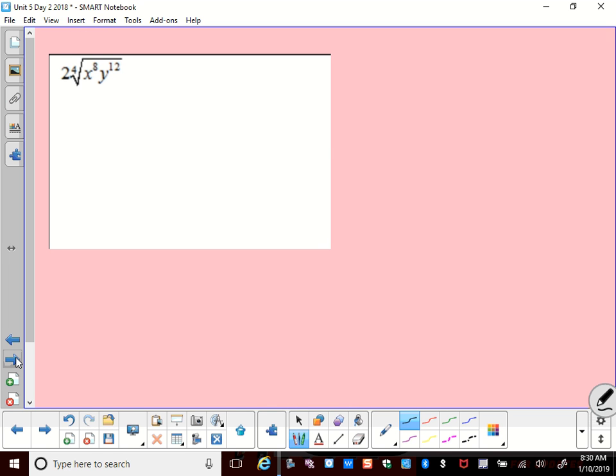Number 2. This says 2 times the 4th root of x to the 8th and y to the 12th. Okay? Right, so what's my index? My index is 4. That's my magic number. What I do first is I want to rewrite my index and my radical. I'll worry about everything else in a second. Whatever is on the outside, if it's already there, we're going to leave it. This 2 is on the outside of my radical, right? So you leave it out there.